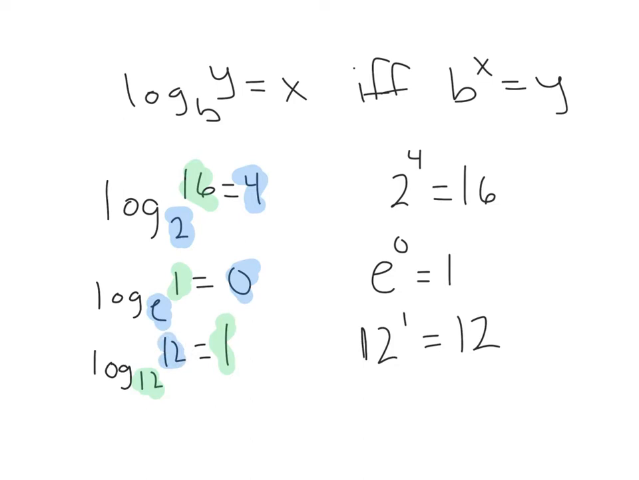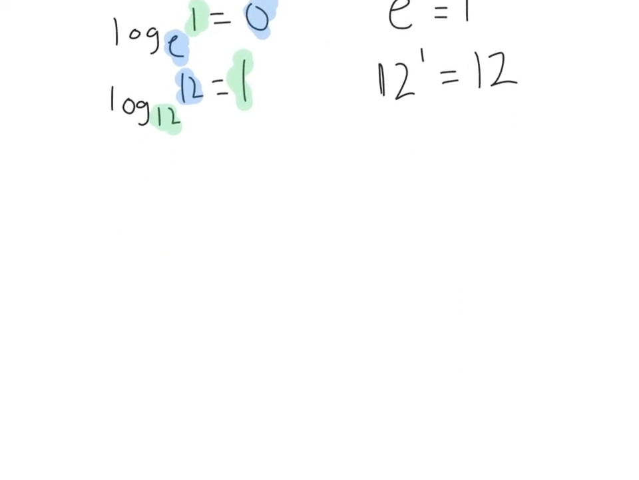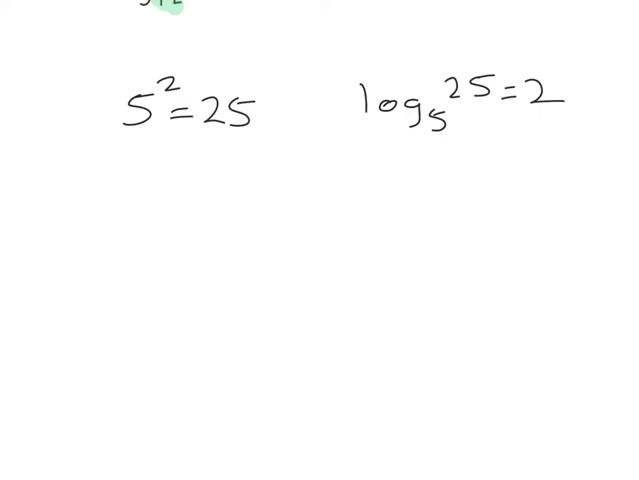Alrighty. Now, let's try to think about it in the reverse order, because I know that might be a little intimidating at first. Okay, so we're going to rewrite exponential equations into logarithmic functions. Say I have 5 squared is equal to 25. Well, that's true if and only if log base 5 of 25 is equal to 2.